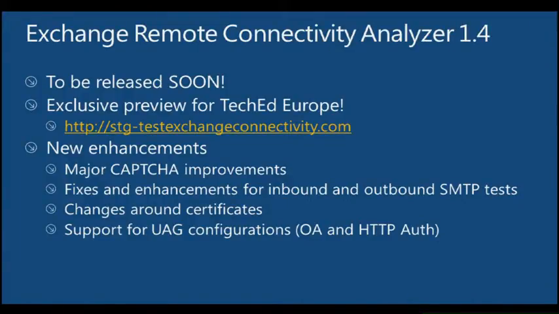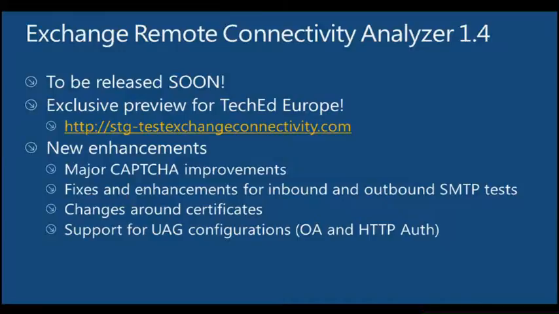We've also done a lot of work in the tests themselves. There was some work we did for both inbound and outbound SMTP. In particular, the outbound SMTP test is now RFC compliant. It was not in a couple of respects. It is now. We've also done some work around the certificate experience, particularly around the older Windows Mobile clients. And we've also enhanced the experience for those of you using UAG as well, around the Outlook Anywhere ping proxy test and the HTTP authentication tests that we do inside the app.